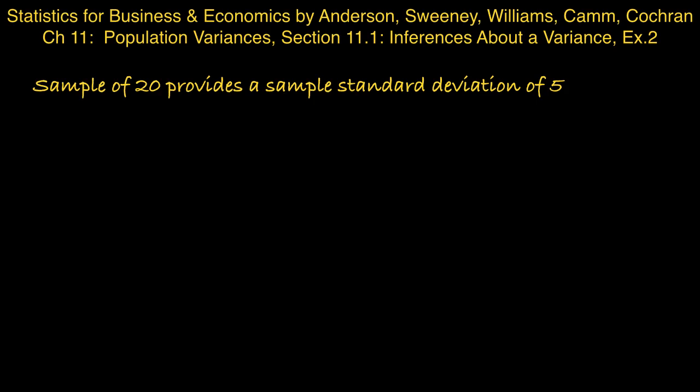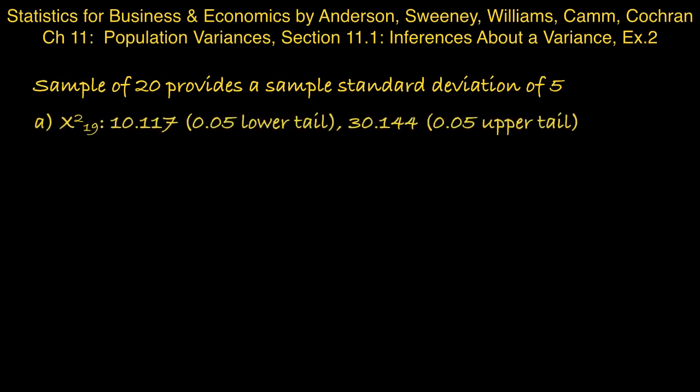So the first thing we need to do is find out what the 95th percentile of a chi-squared distribution with 19 degrees of freedom is, and also what the 5th percentile of the chi-squared distribution with 19 degrees of freedom is. If we look up a table to find those two numbers, the 5th percentile is 10.117 and the 95th percentile is 30.144.